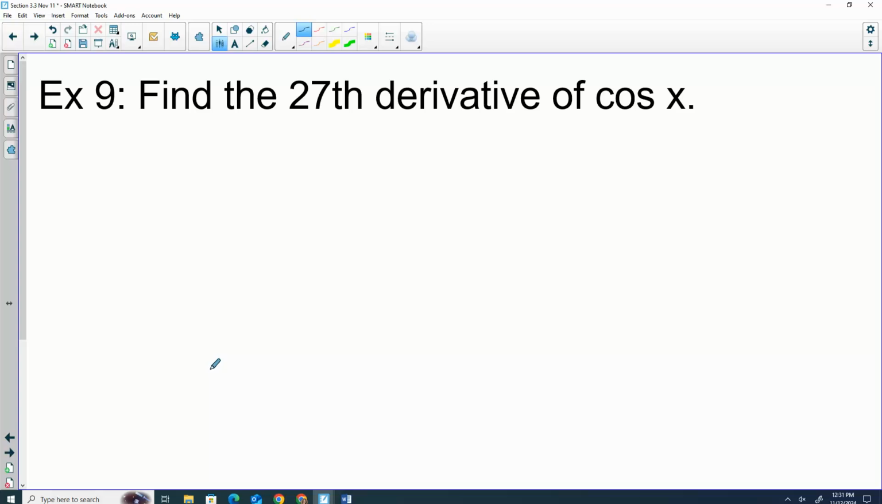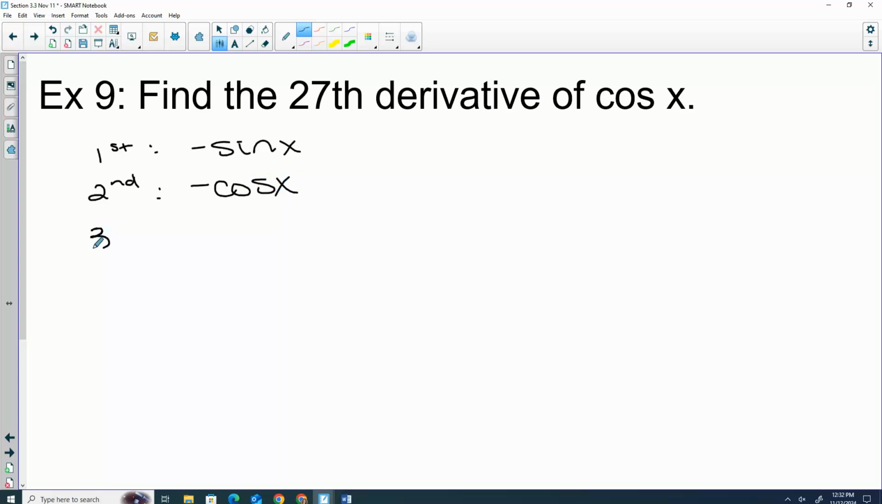I want the 27th derivative of cosine. Let's see. Our first derivative: what's the derivative of cosine? Negative sine. Oh, I get it, I already figured it out. No, you didn't. Second derivative: what's the derivative of negative sine? The derivative of sine is cosine, the negative just stays. So it's negative cosine.